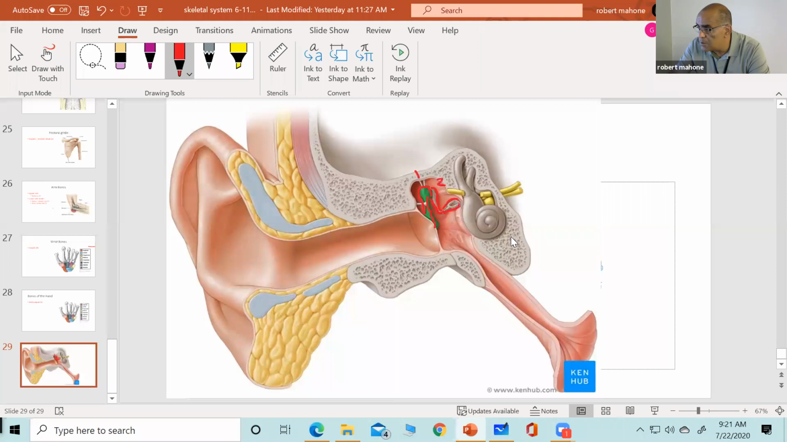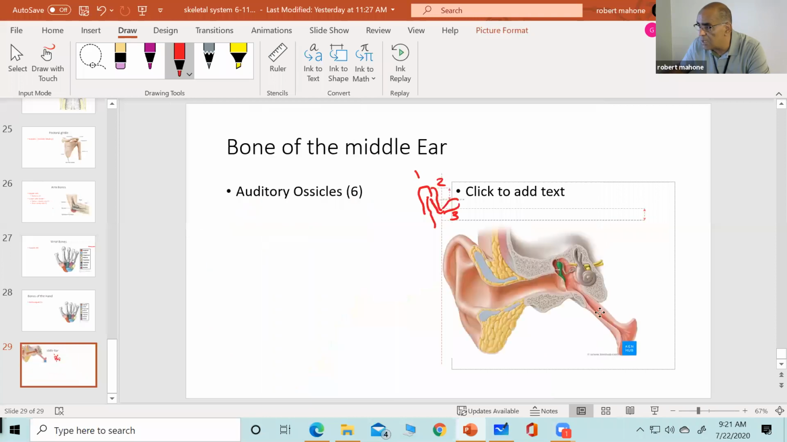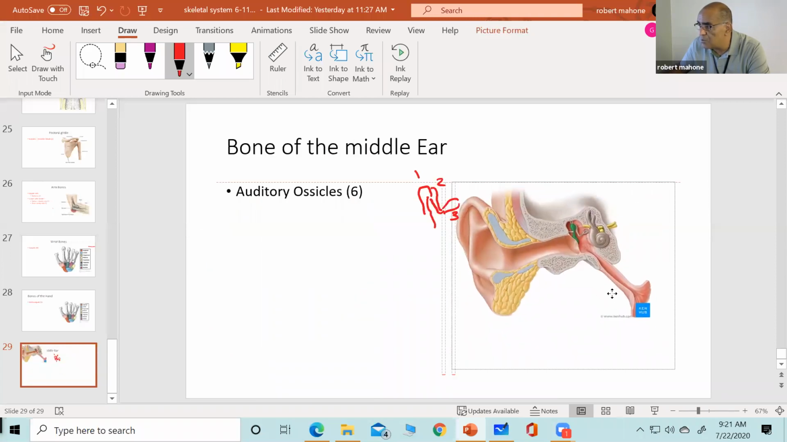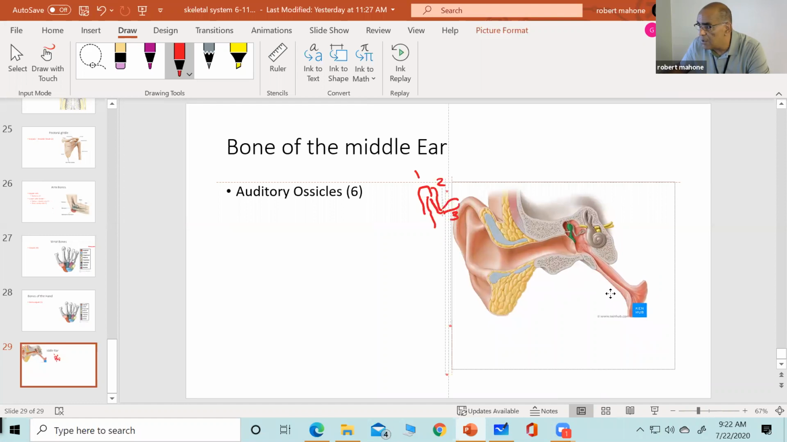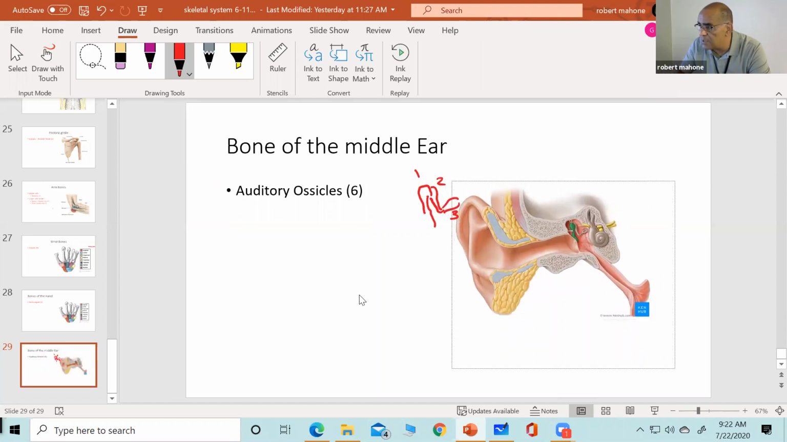1, 2, 3. The bones of the middle ear. They're called ossicles, the auditory ossicles. There are 6 of them total, 3 in each ear. Their names are the malleus, incus, and stapes, but I'm not going to get into that because we'll do a whole little section on that when we do the ear. Those bones are essential for you to be able to hear. So obviously we're going to talk about those and name them when we do the ears.